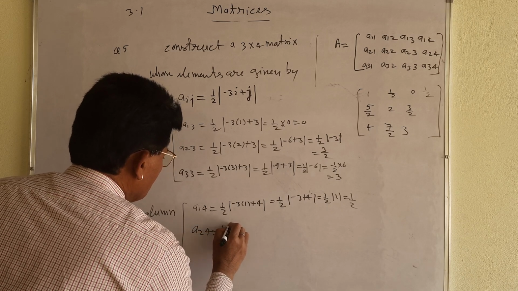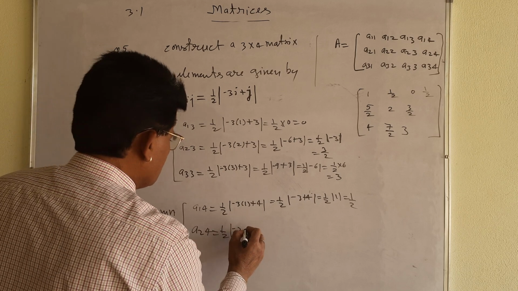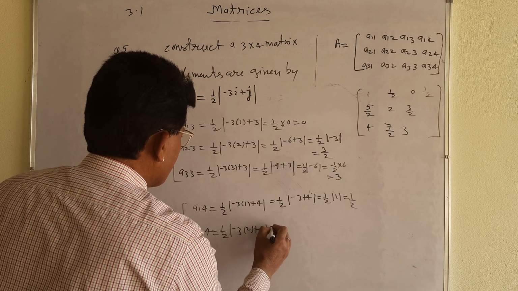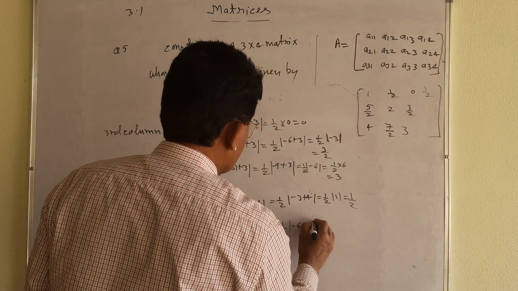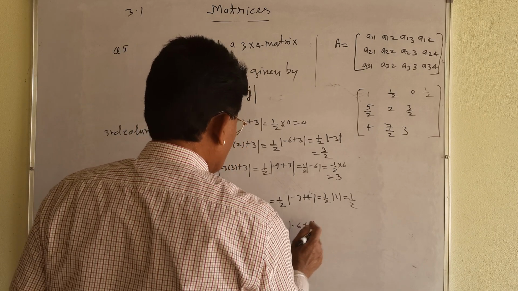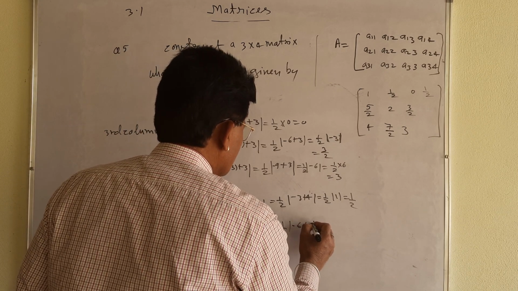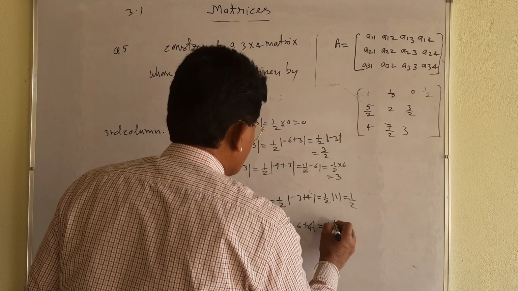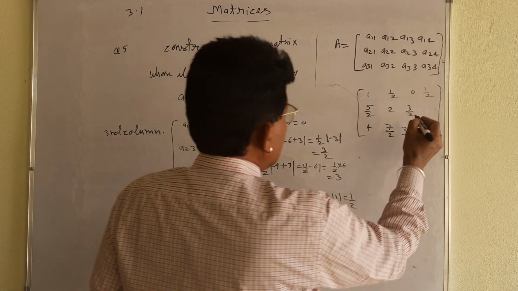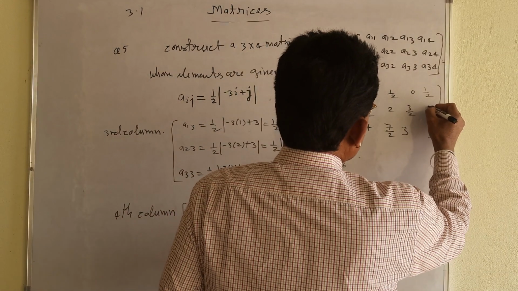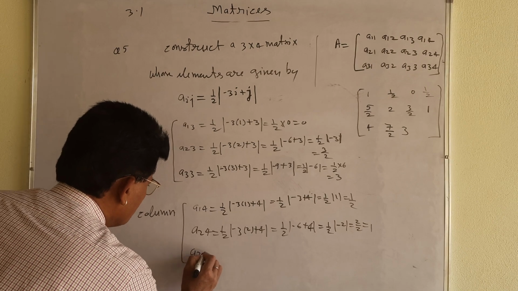नेक्स्ट A24, it will be equal to 1/2 and |-3 + 2 + 4|, I2 J4, it will be equal to 1/2 |6 - 6 + 2 + 4|... it will be 1/2 and -2. Absolute value of -2 means 2/2, that is 1. Its value is 1. Okay, next element is 1 and last element we are going to find out, A34.